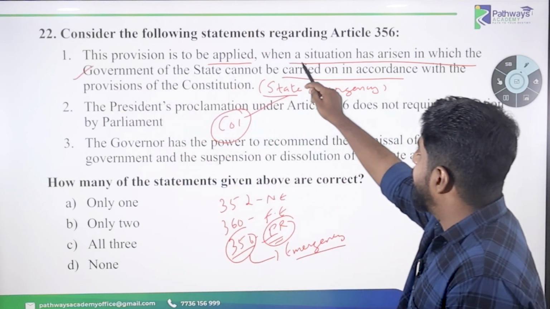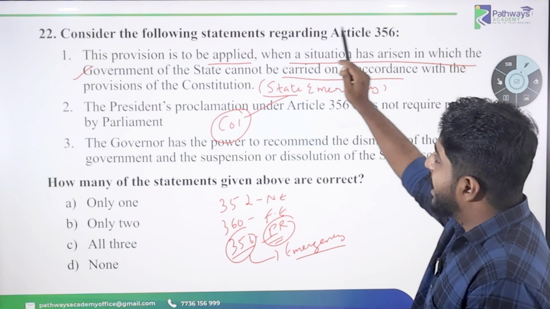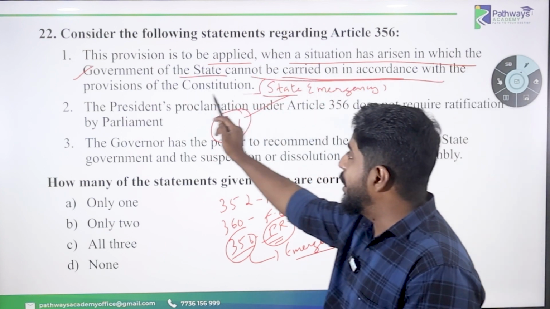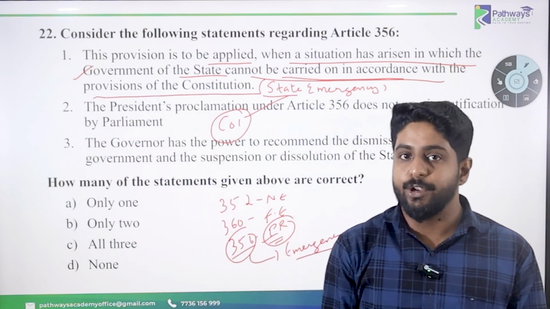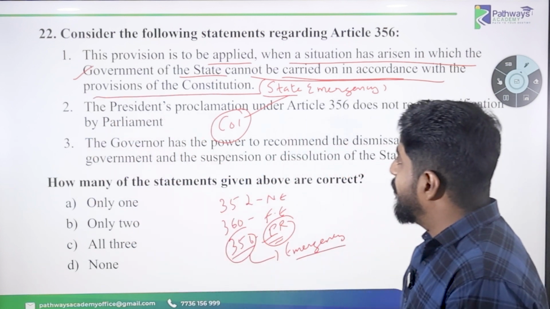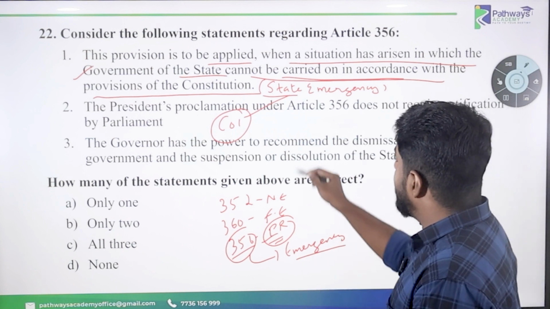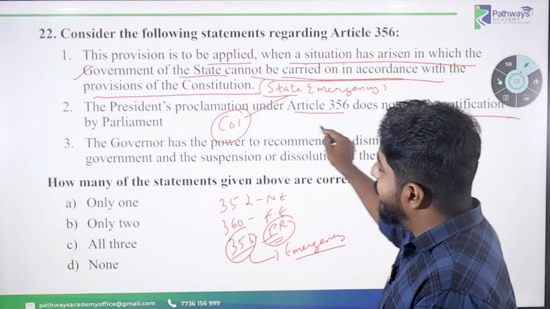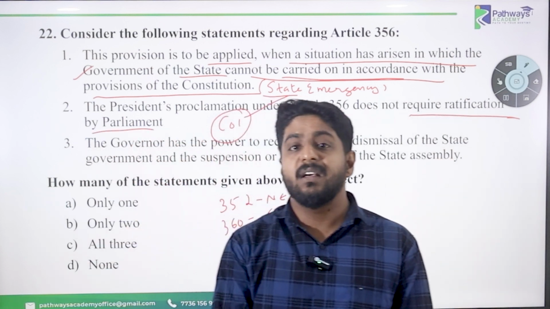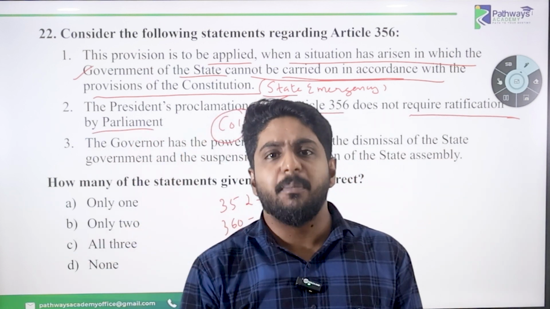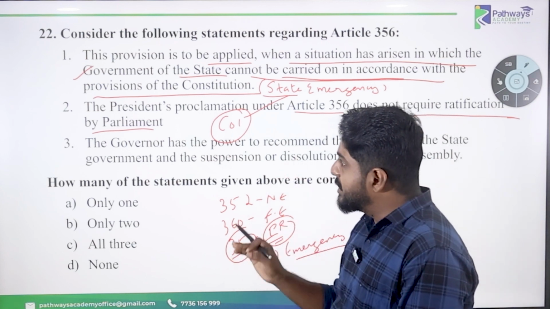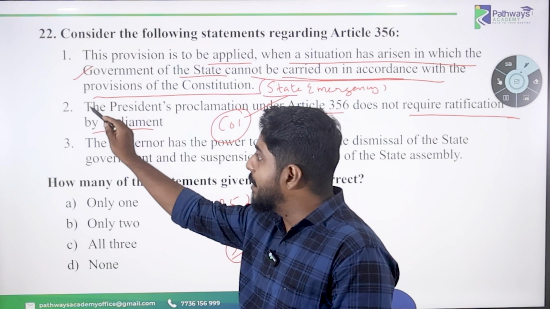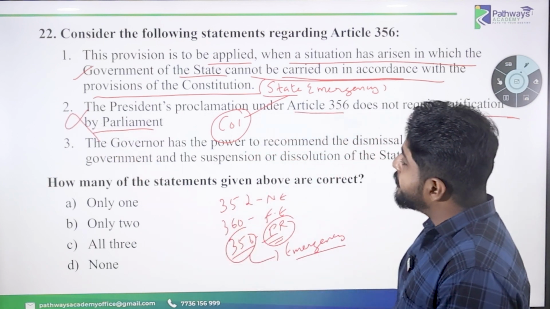This provision is to be applied when a situation has arisen in which the government of the state cannot be carried on in accordance with the provisions of the Constitution. Right statement. Statement number 2. The President's proclamation under Article 356 does not require ratification by Parliament. Sir, ratification by Parliament is compulsory. This is something which you cannot bypass. Ratification of Parliament is compulsory. Statement number 2 is wrong.